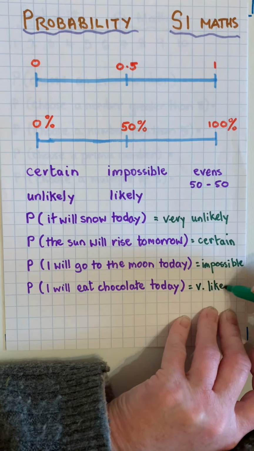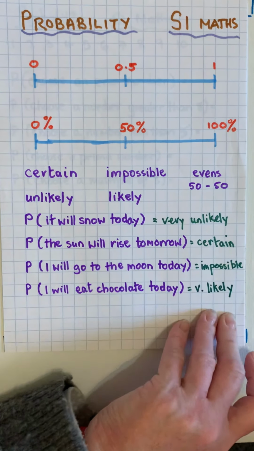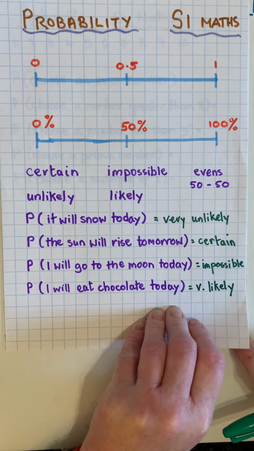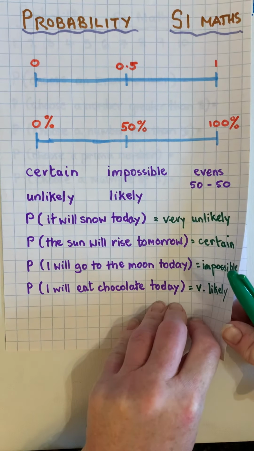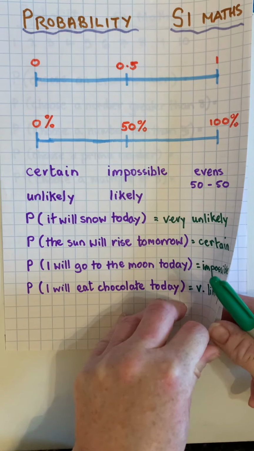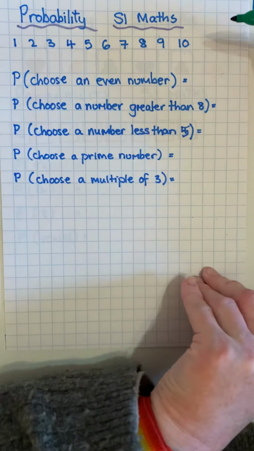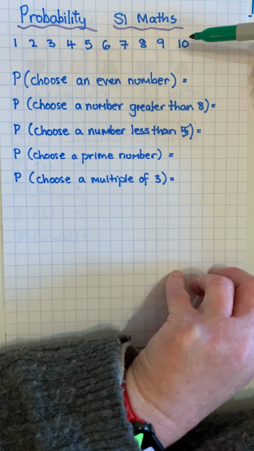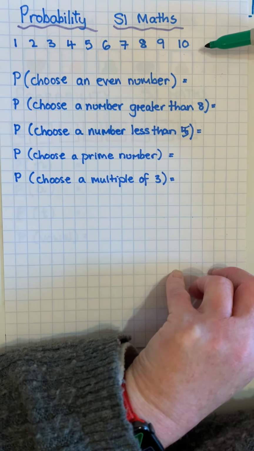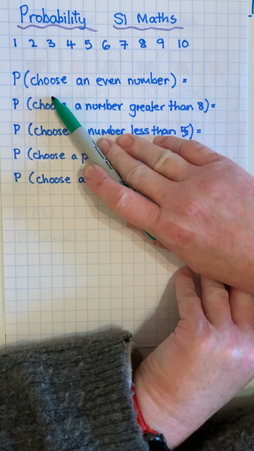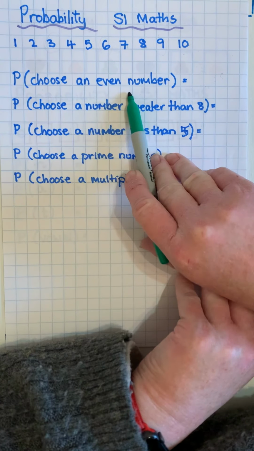I'll just abbreviate that. Okay, so those are terms that we use to describe probability. Let's look at some questions. These are similar to the ones I've asked you to do. So, probability, choosing numbers. I've got 10 numbers, 1 up to 10. I want to know the probability I will choose an even number.